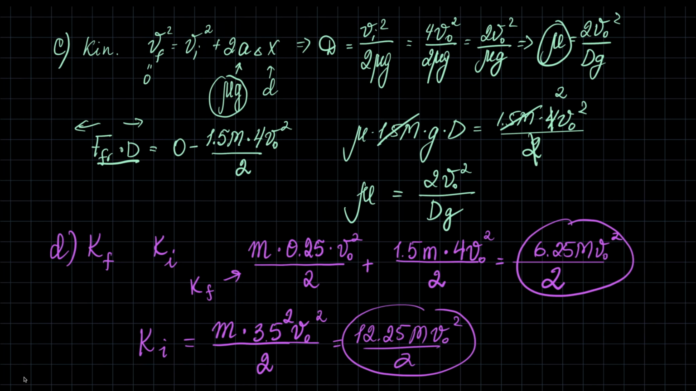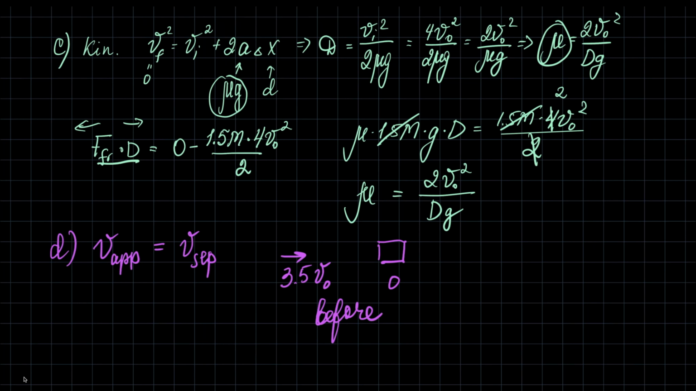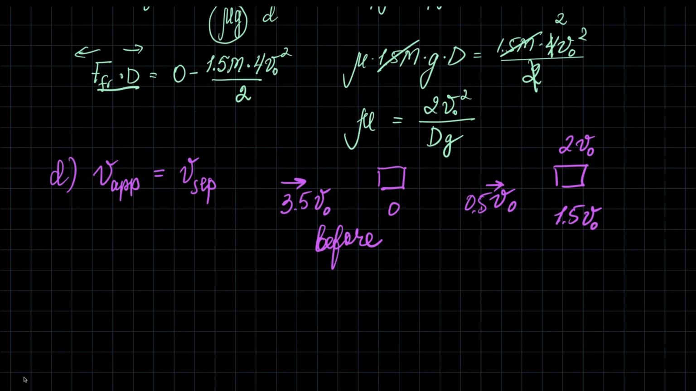Is there an easier way? Yes, there is. In elastic collisions, the approach relative velocity should be equal to the separation velocity. This one was approaching with 3.5 v0. After, this one is moving with 2 v0, and the little one is catching up with 0.5. So the approach was 3.5, and the separation is only 1.5 v0. So the separation velocity is less than the approach velocity, and that means that this is an inelastic collision.